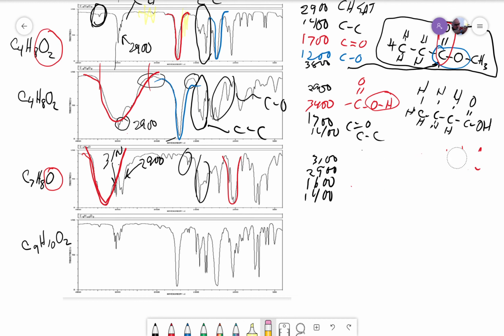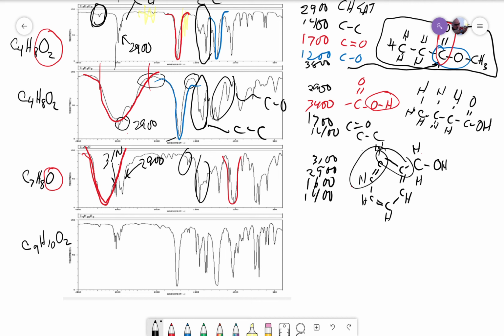Give myself a little more space here. If you work on it, the only way to incorporate that many carbons and that many hydrogens is to make a benzene ring. So we have unsaturation, saturation, and the alcohol group.